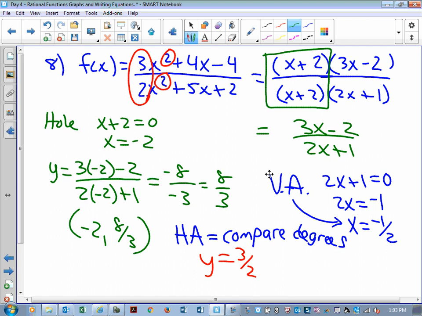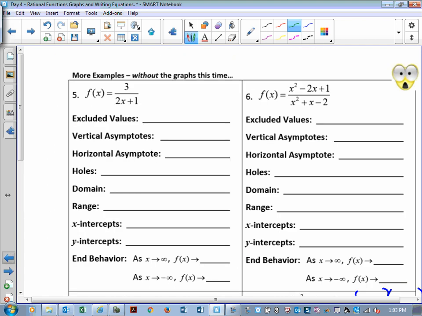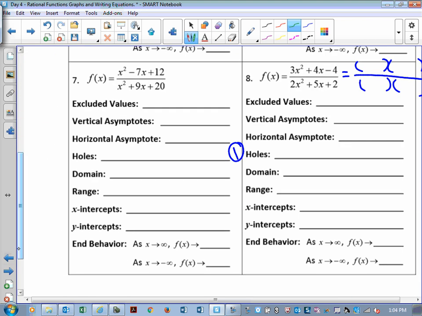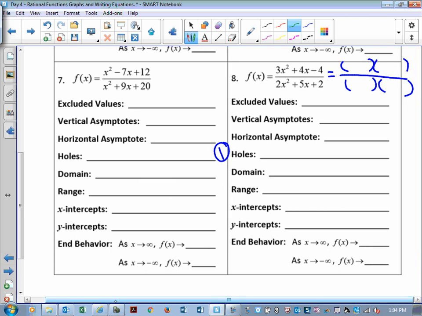Okay. Now, let's look at what we have. Let's fill in here. We're looking at number 8. Our excluded values, we said, were x equals -2 and -1/2, right? Those are our excluded values. We said our vertical asymptote was x equals -1/2. We said our horizontal asymptote was y equals 3/2. We said we had a hole at (-2, 8/3).